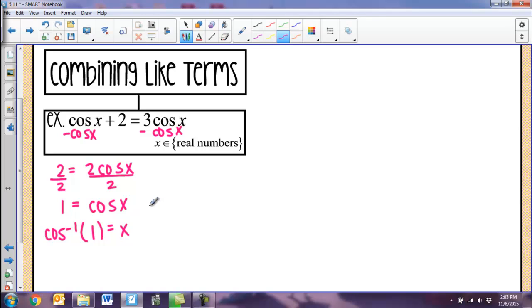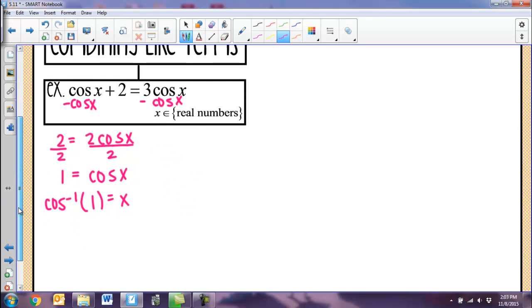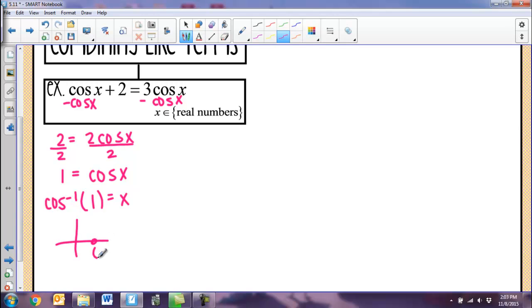So you can use your OIO chart, or you can go in here and think about where is x 1, and x is only 1 at one point on my unit circle, and that's at 0. So I would write my general solution as 0 plus, and since I'm in radians, I would have plus 2 pi n.